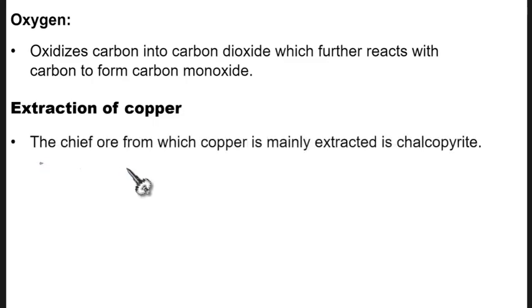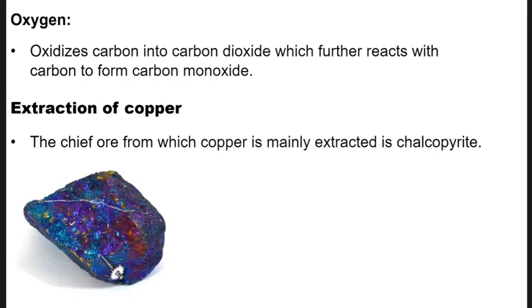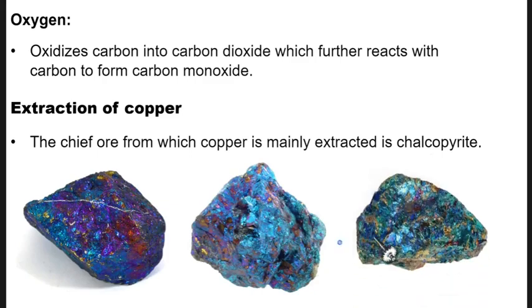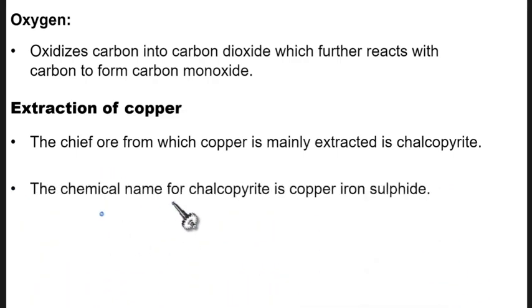The chief ore from which copper is mainly extracted is chalcopyrite. This is how it looks. It's a very beautiful ore, like this one here, also this one here. These are the beautiful ores from which copper is extracted. What you should know is that the chemical name for chalcopyrite is copper iron sulfide. So this chalcopyrite, its chemical name is copper iron sulfide.